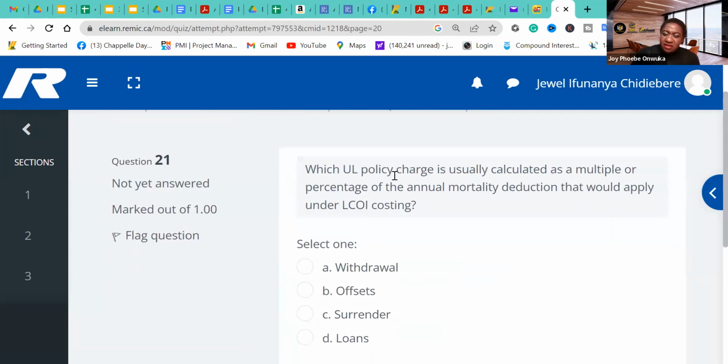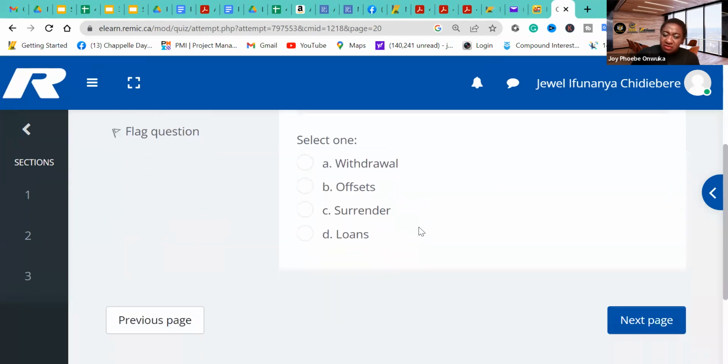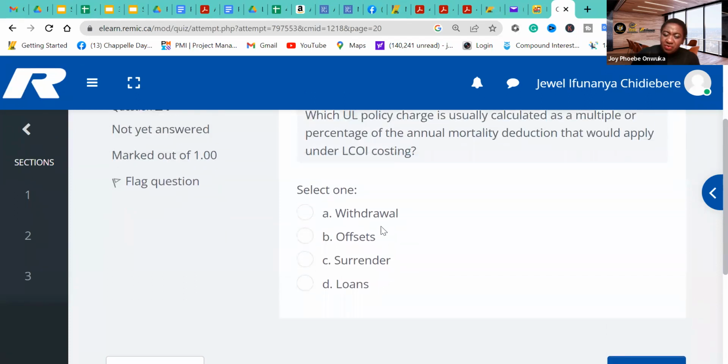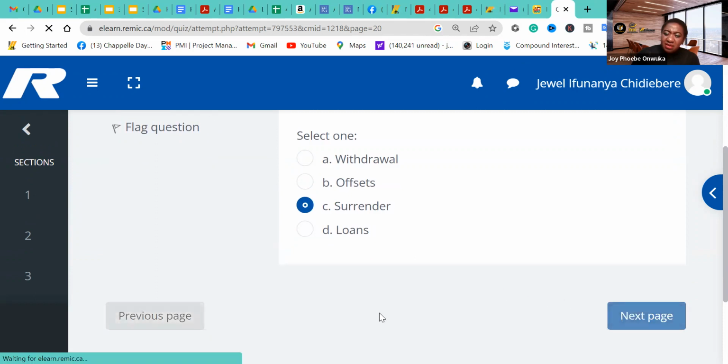Question 20. Which universal life policy charge is usually calculated as a multiple or percentage of the annual mortality deductions that will apply under level cost of insurance costing? Withdrawal, offset, surrenders, and loan. It's surrenders. Okay. Next.